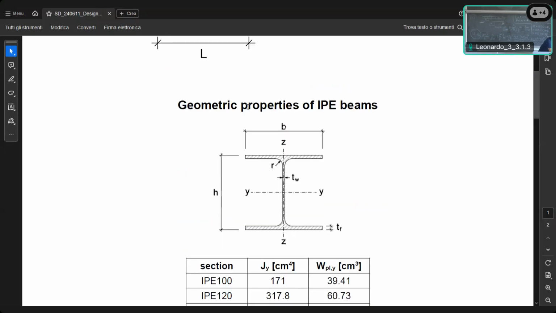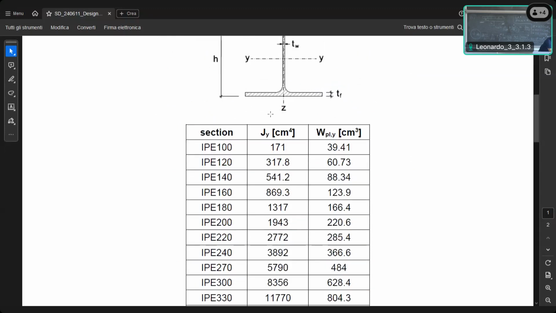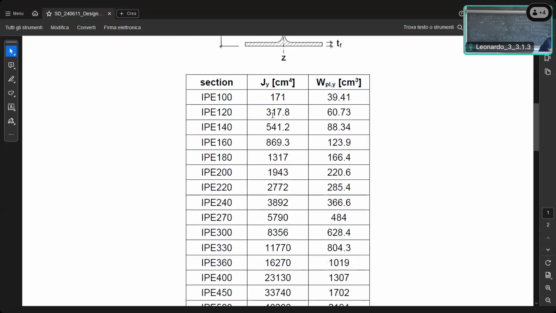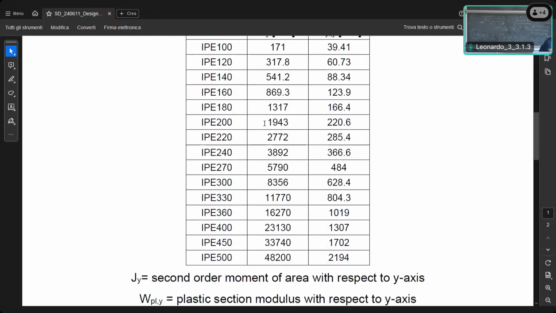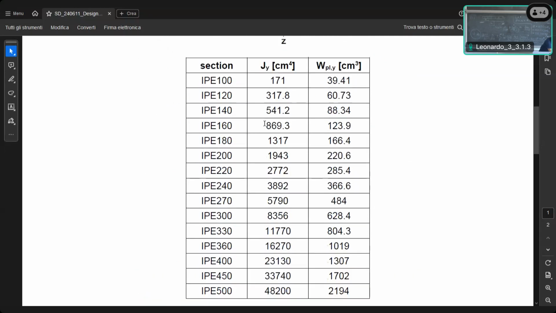These are the geometric properties of the IB beams. Here, in the second column, depending on the section type, you have the second order moment of area in centimeters to the power of 4. So what will the correct section be? IP 270, which is the first beam that has a second order moment of area larger than 5,000. Okay?